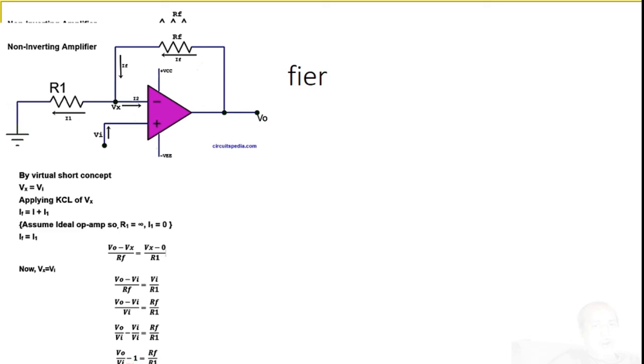Therefore V0 divided by Vi, that is the voltage gain AV, equals, moving the minus 1 to this side, Rf divided by R1 plus 1. This is the required expression for the voltage gain of a non-inverting operational amplifier.